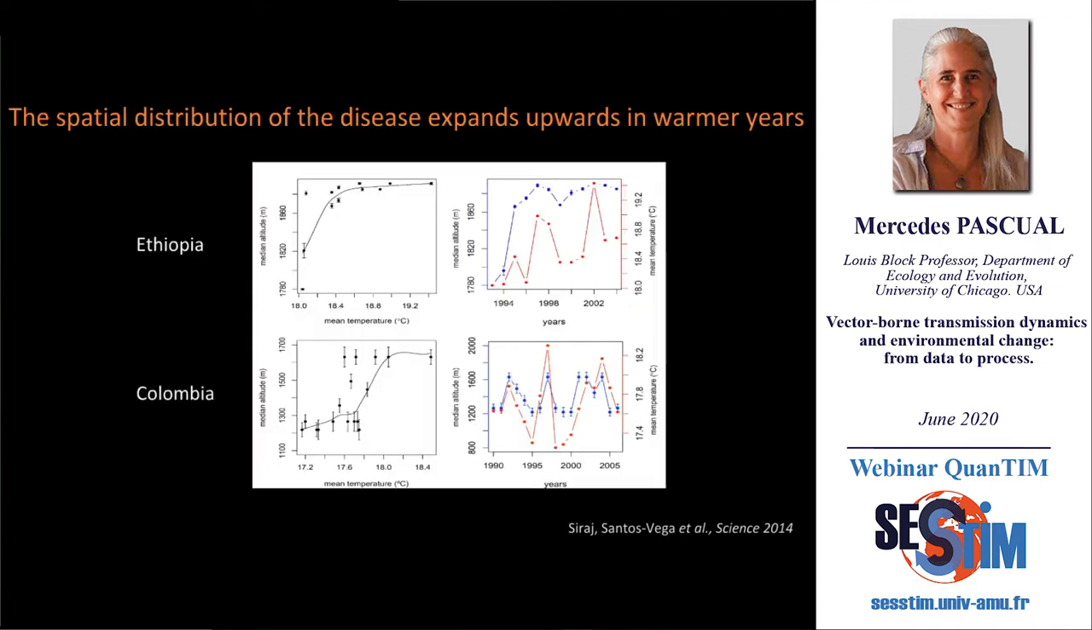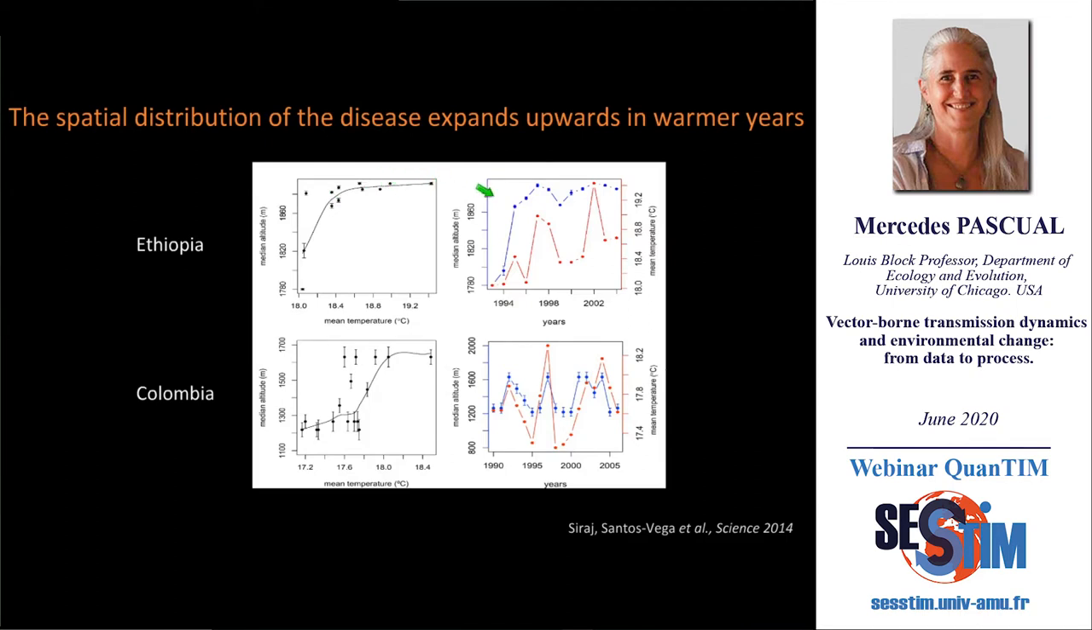So what we ask is whether we could quantify how the spatial distribution expands upwards in warmer years. This is a very simple pattern, but a very convincing pattern that the disease is responding to climate. So we look at the distribution with altitude, and we find the median as an indicator of where the center of gravity of the distribution is found. I'm plotting here the median of the distribution as a function of mean temperature, and you see the increase as the temperature goes up.